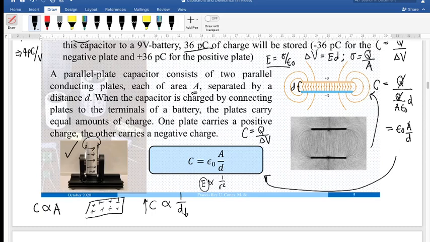So this increase of electric field will increase the potential difference, and this potential difference between the plates will now take more charges, because the plates can handle that electric field. So it keeps pushing the charges until it maintains the potential difference. Okay? So the capacitance increases because of that, when the separation distance is smaller.